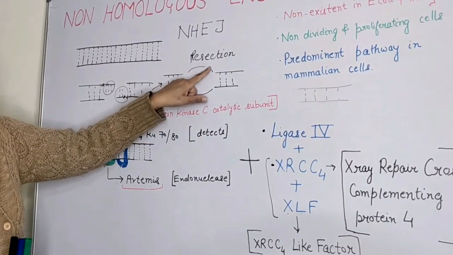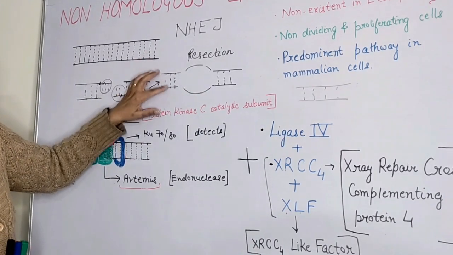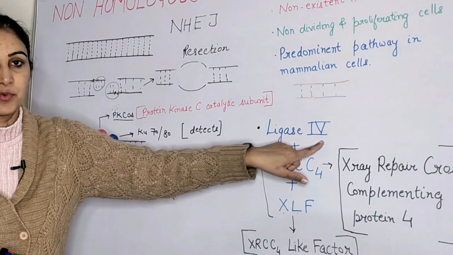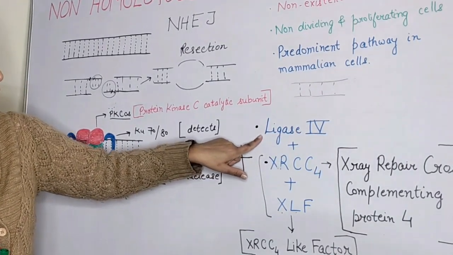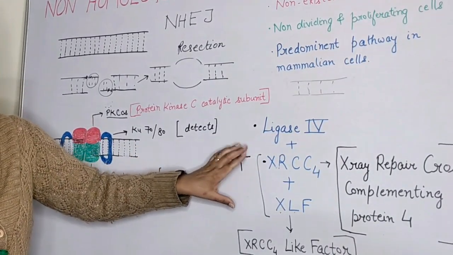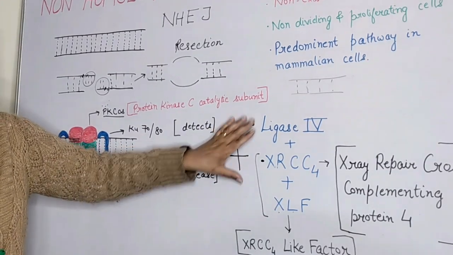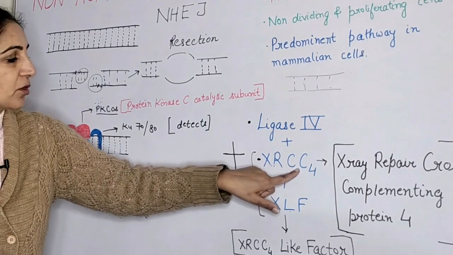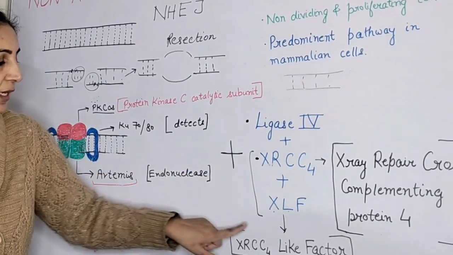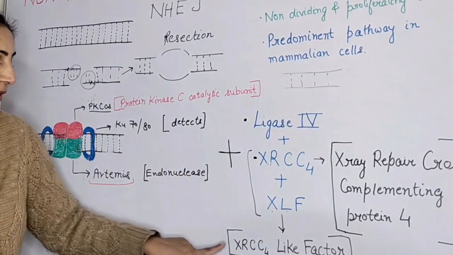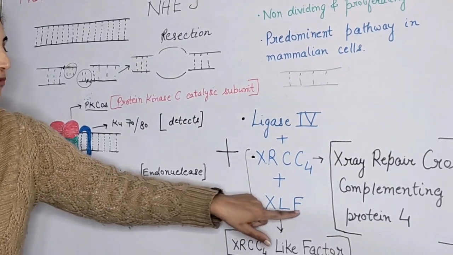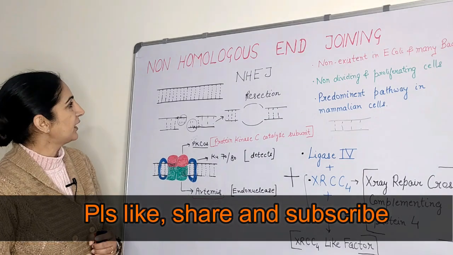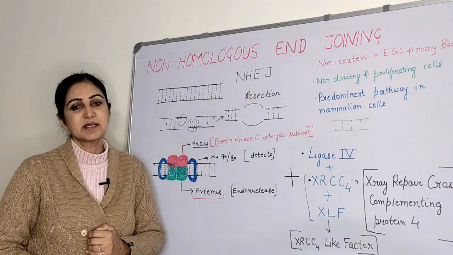Now both the ends of these strands, that is the first strand as well as the second strand, get joined with the help of ligase 4. This ligase 4 enzyme needs two more proteins for its proper function, that is XRCC4, X-ray repair cross complementing protein 4, and XLF, that is XRCC4 like factor. Now DNA double strand repair gets done with the help of non-homologous end joining.